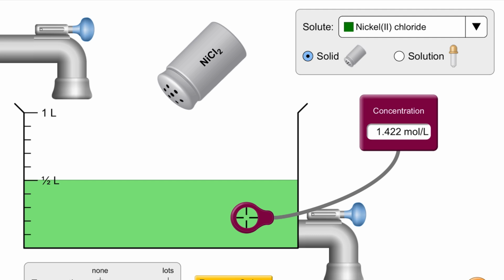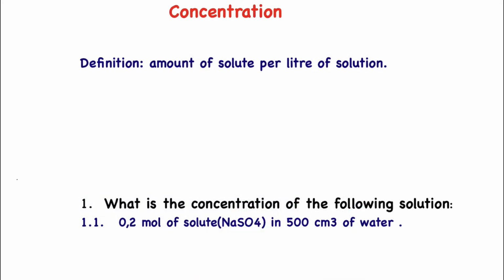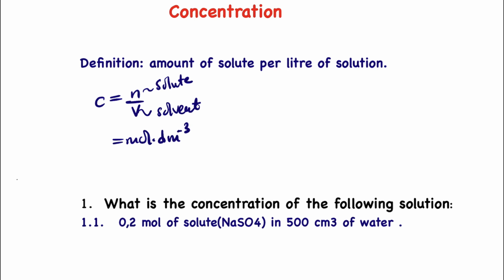What's happening to the volume? The volume is constant. If you look here, it's half a liter. The concentration remains the same. There are two formulas for concentration. It's C is equal to number of moles divided by volume, where n is the solute, which in that case is the nickel chloride, and V is the volume of the solvent, which is the water. The unit for the concentration is mole per dm3. There must be a -3 there. If there's no -3 there, you're going to be wrong, you lose marks.